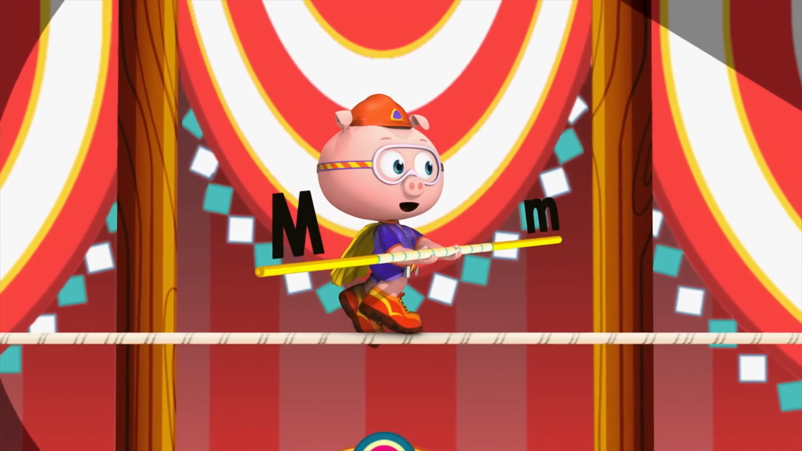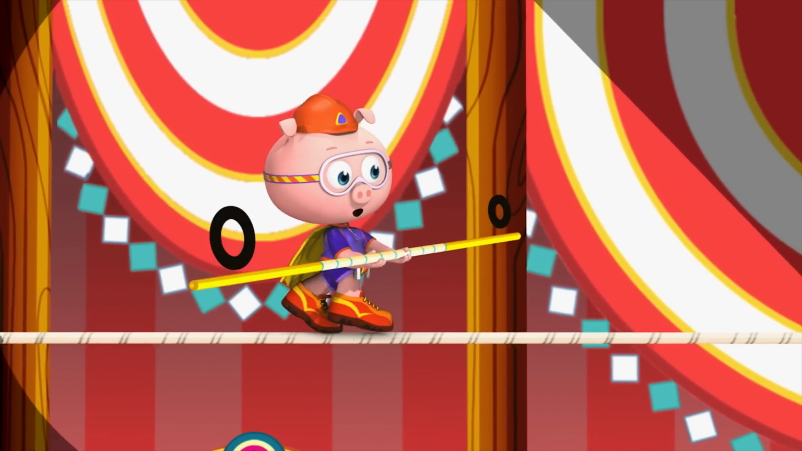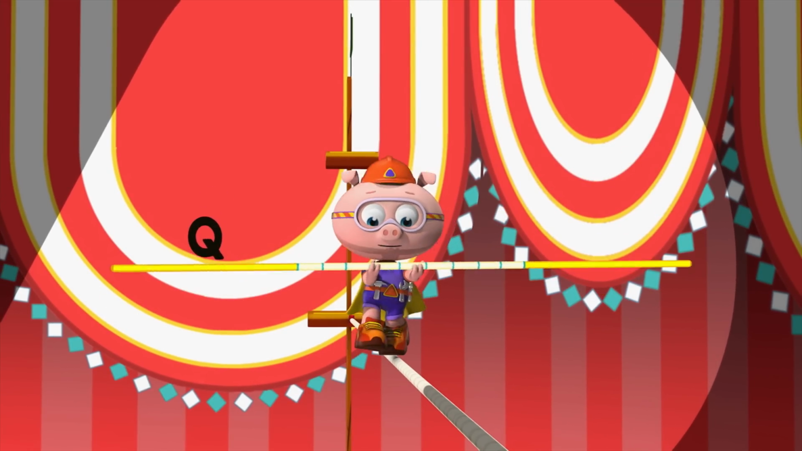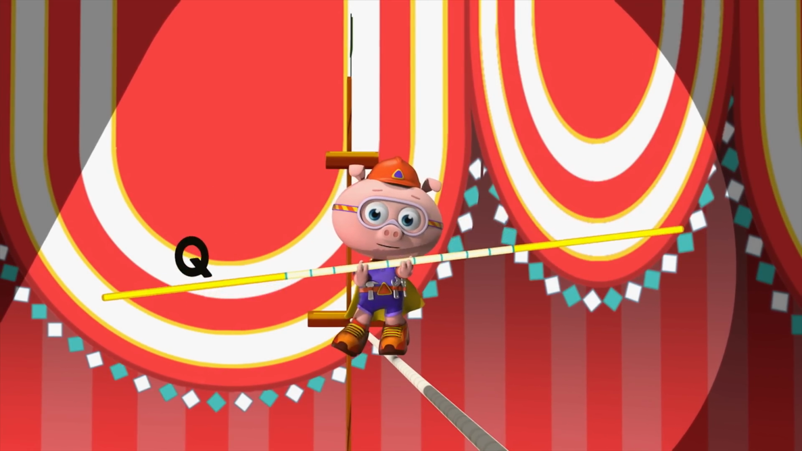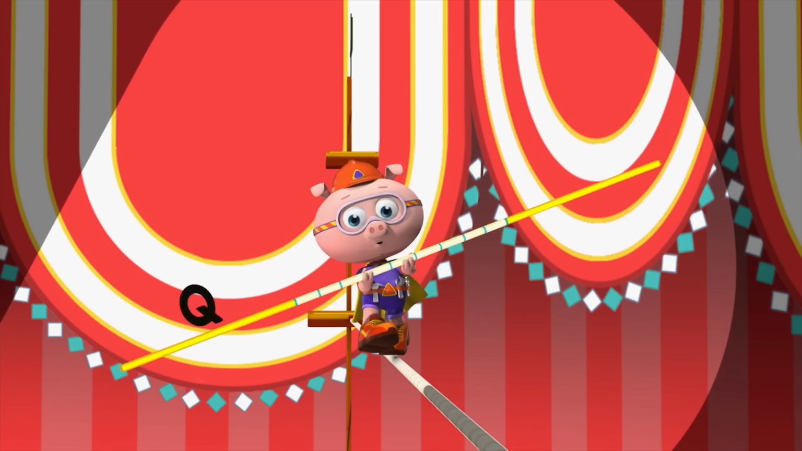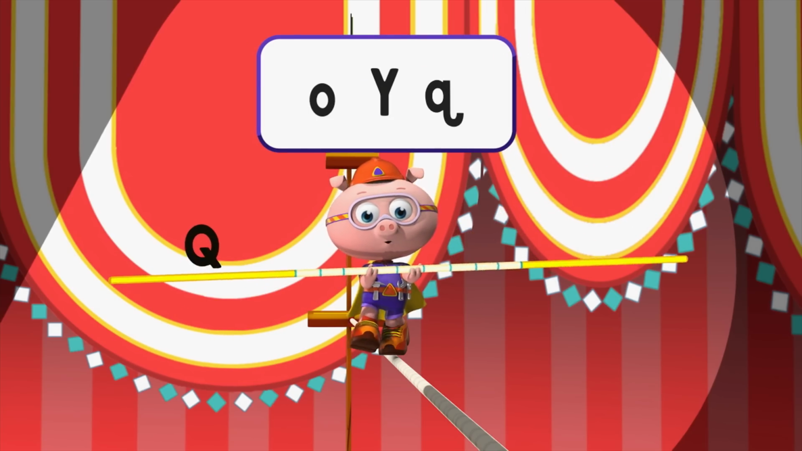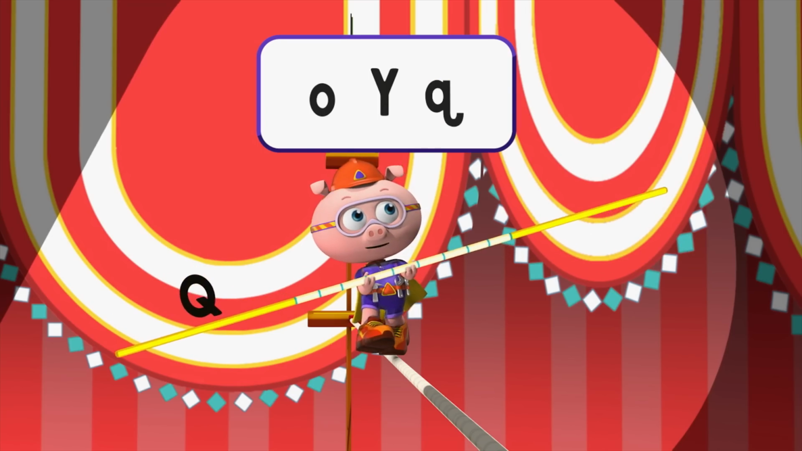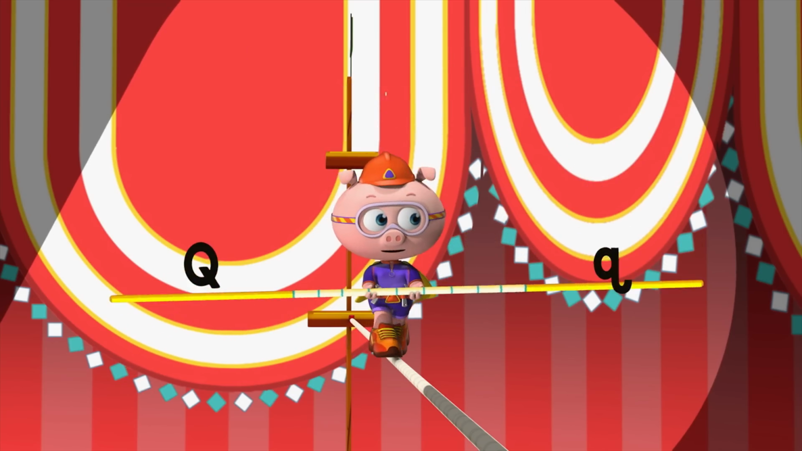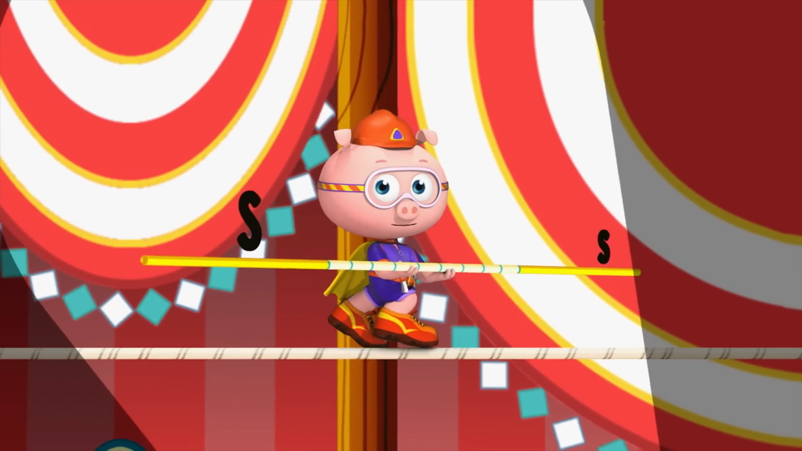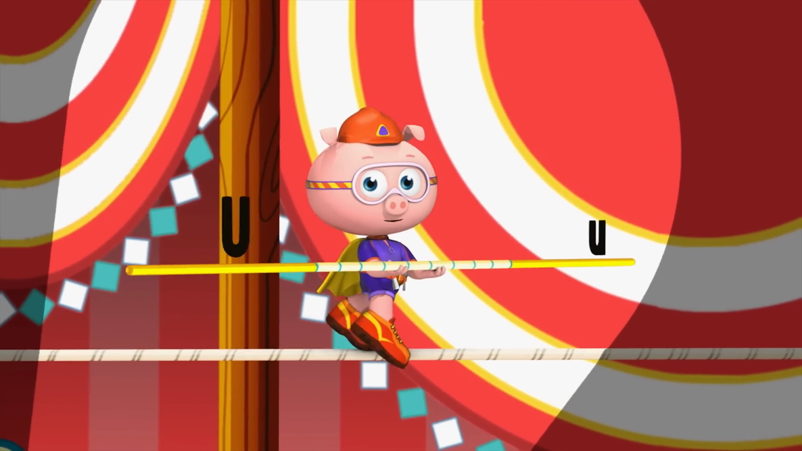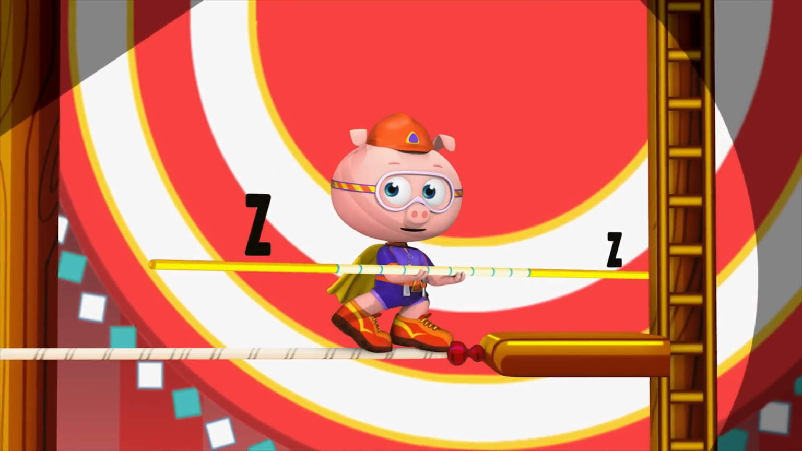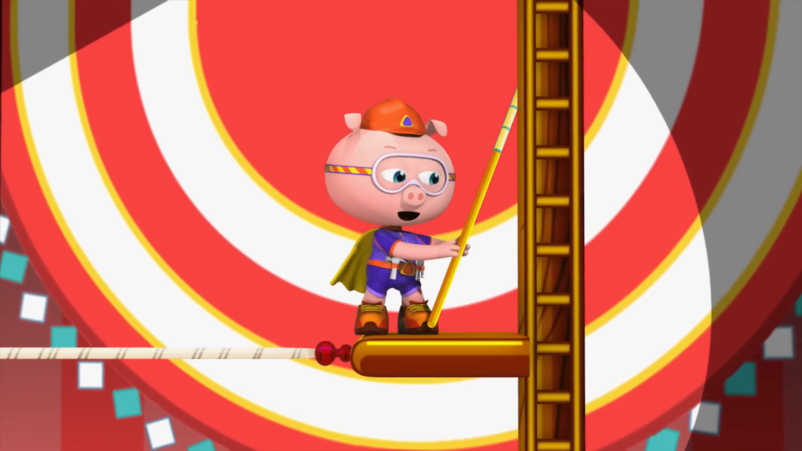L, M, N, O, P, Q. Oh my chinny chin. We need the lowercase q to balance. Whoa! Where's the lowercase q? There! There's the lowercase q. R, S, T, U, V, W, X, Y, Z. We made it to the other side.